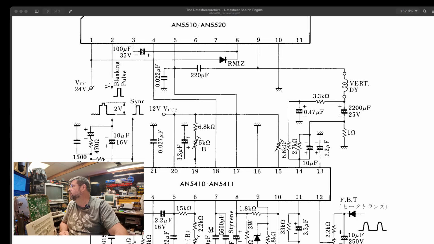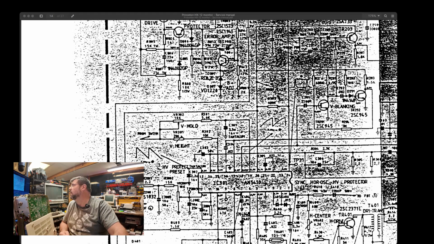So let me take you back to the manual. And here it is. This is 13, 14, 15 comes over here, vertical height. 19 comes over here, vertical hold.